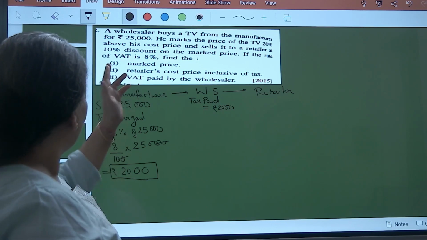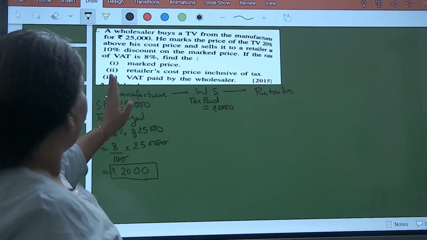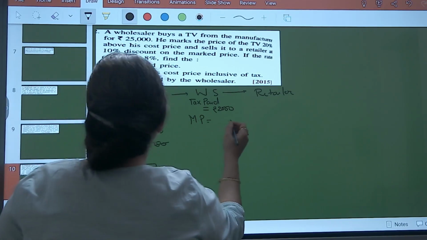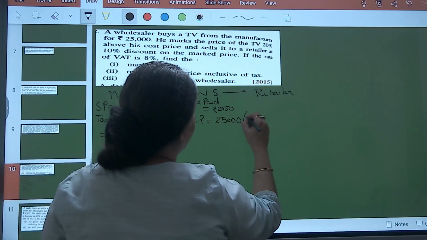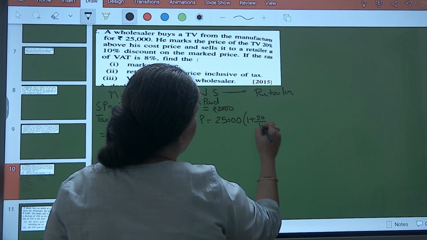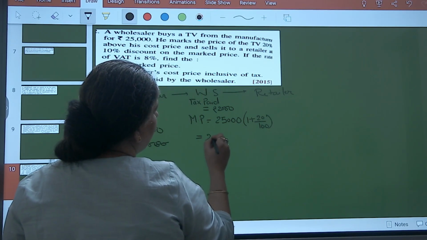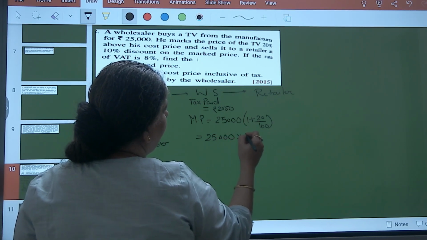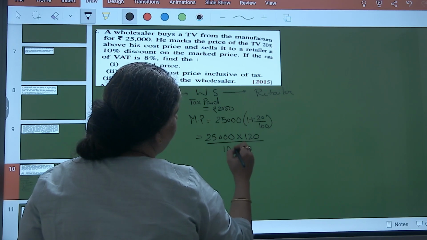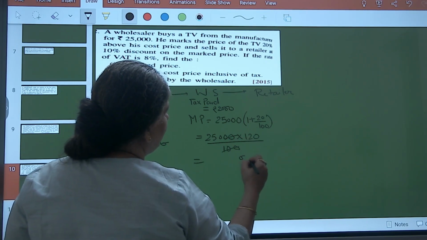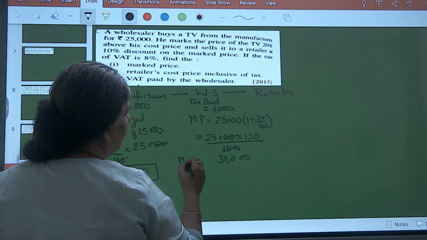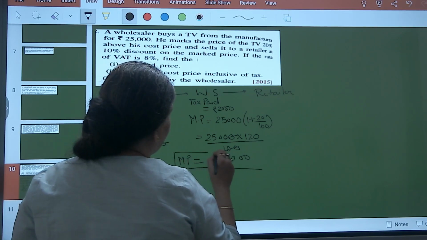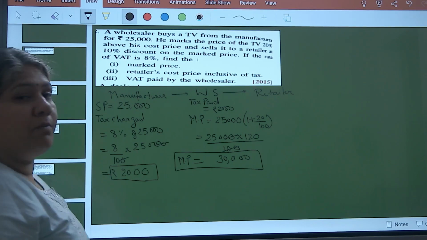Now the wholesaler is marking the TV at 20% above the cost price. The mark price of the TV will be 25,000 and it is 20% above the cost price, that is 1 plus 20 upon 100. 25,000 multiplied by 120 upon 100. Now we'll solve this. This will come out to be 30,000. So the mark price is 30,000, and this is the first part that we have solved: find the mark price of the article.